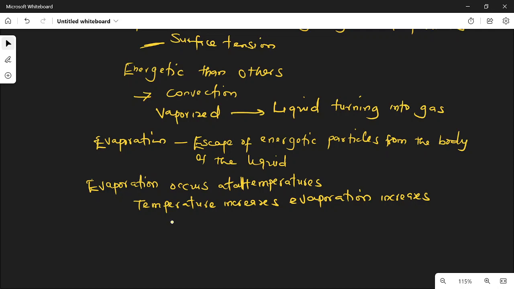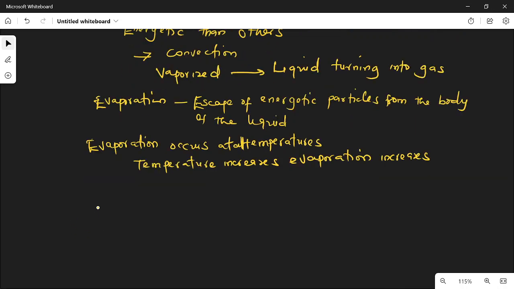Very, very important. Now, another thing I want us to note here is, I talked about evaporation, which is the escape of energetic particles from the body of the liquid. Now, when the liquid is heated and the rate of evaporation increases, there is something we call saturated vapor pressure. Before I go to that, let me explain vapor pressure first.